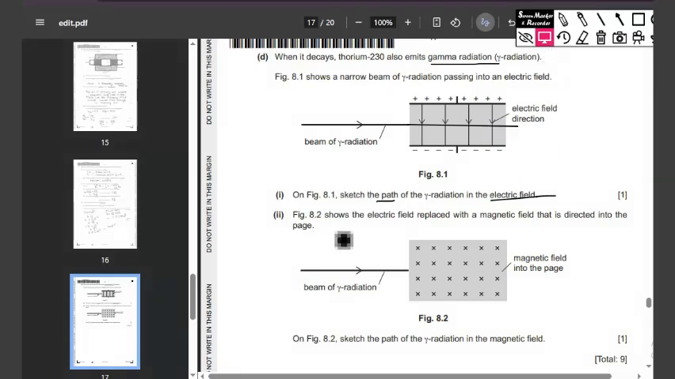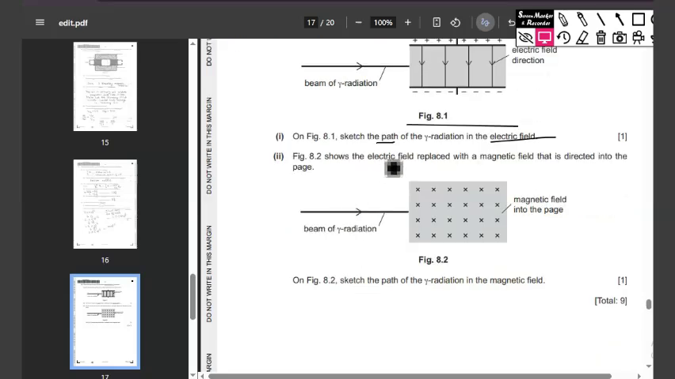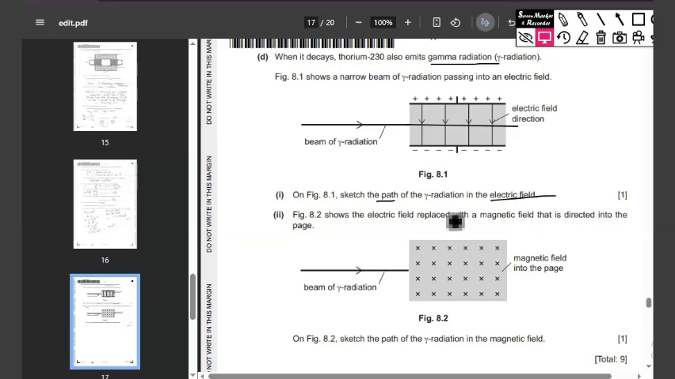Okay. Roman 2. On figure 8.2, show the electric field replaced with a magnetic field that is directed onto the page. On figure 8.2, sketch the path of the gamma radiation in the magnetic field. So once again, we have to sketch the path of the gamma radiation, but this time it is a magnetic field. And once again, the gamma radiation will not be deflected. Instead, it will go through a single straight line, like this. And the reason is because gamma radiation has no mass, and therefore it will not be affected by the magnetic field at all.